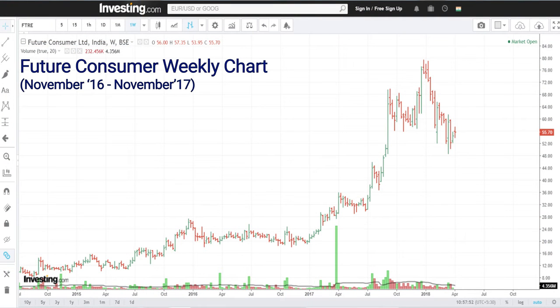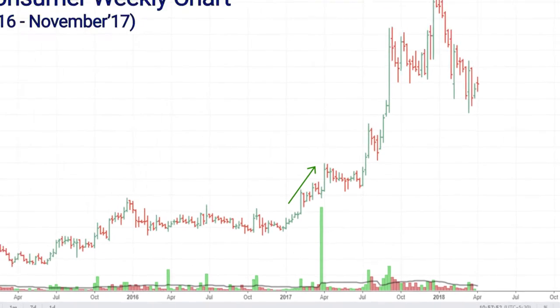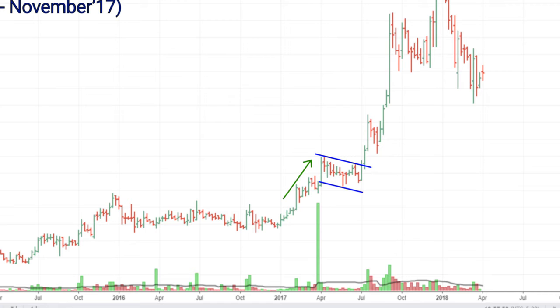So let us look at an example here and understand how the flag pattern works. Here we are looking at the chart of FCL, Future Consumer. Here initially you can see a goodish bit of up move, and then you can see this parallelogram forming in the form of a flag. And once it was breached, you can see how there was a swift up move, and if we had projected the length of the pole from the breakout point, we could get the potential target.